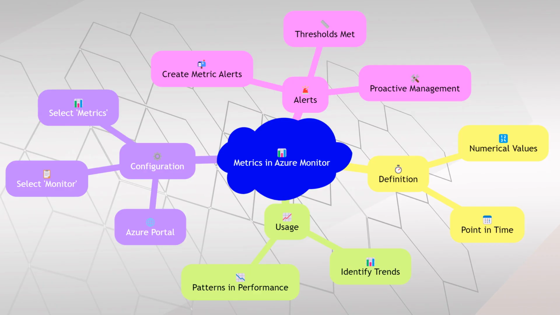Metrics in Azure Monitor are numerical values that describe some aspect of a system at a particular point in time. They are useful for identifying trends and patterns in resource performance. To configure metrics, navigate to the Azure portal, select Monitor, and then Metrics. Here, you can create metric alerts to notify you when certain thresholds are met, helping you proactively manage your resources.